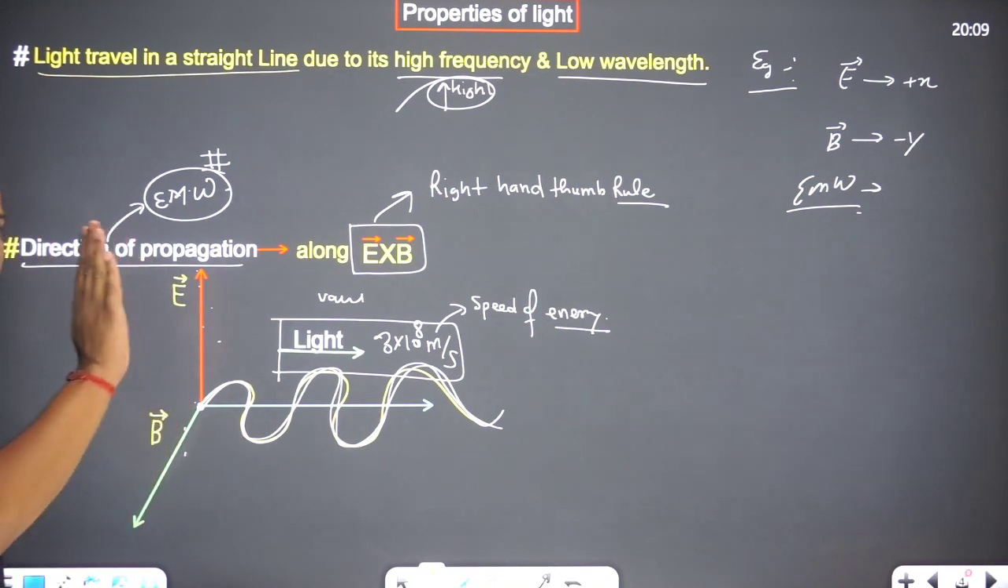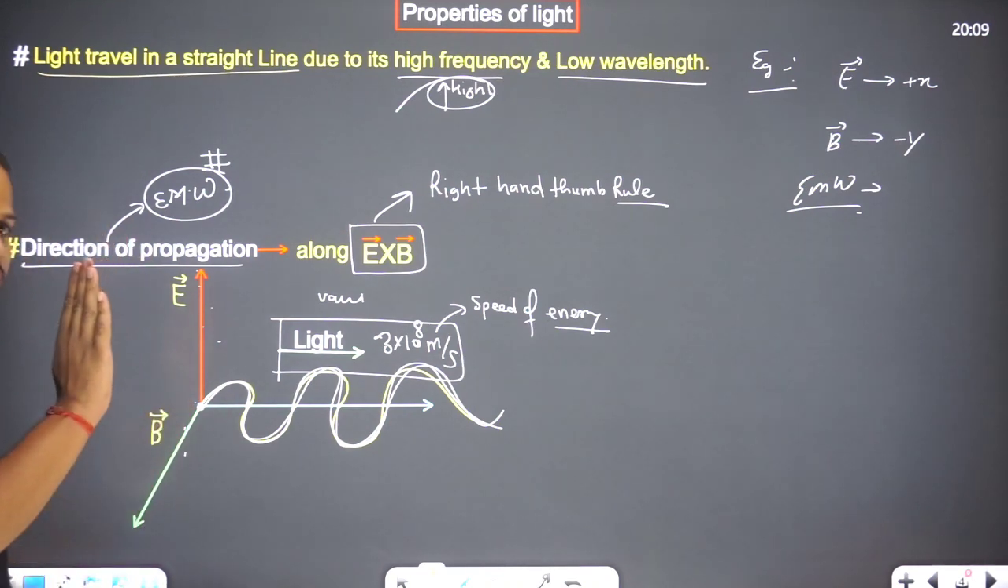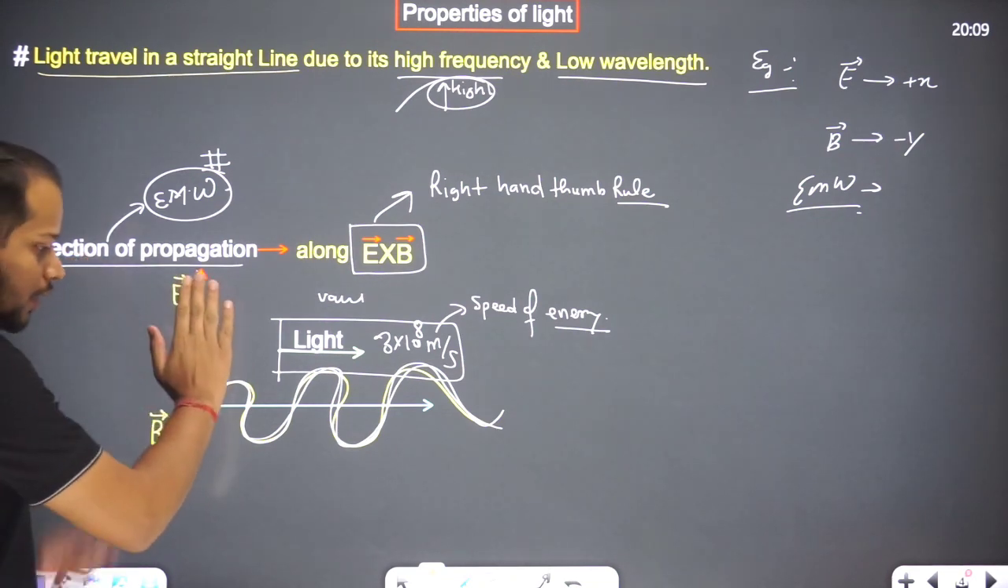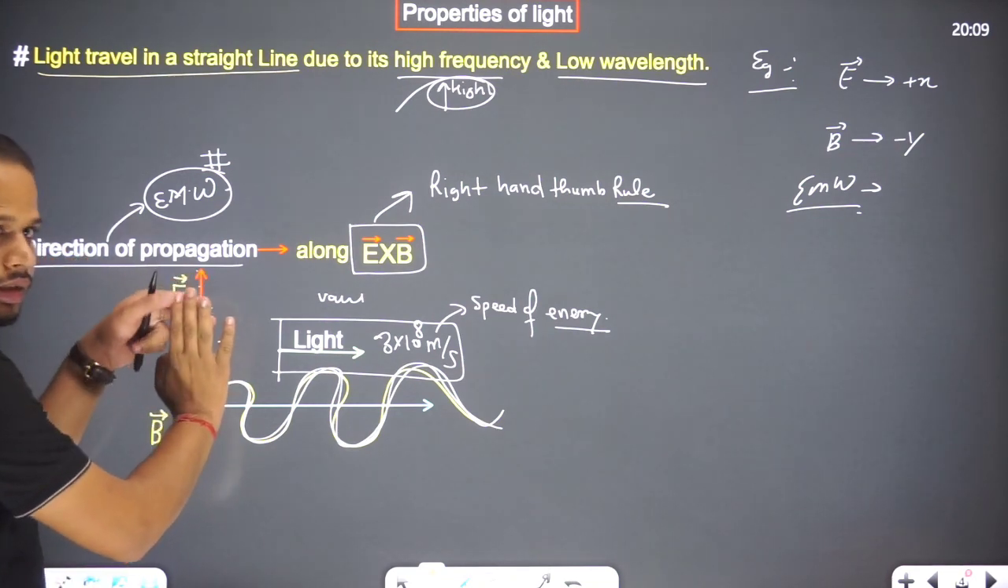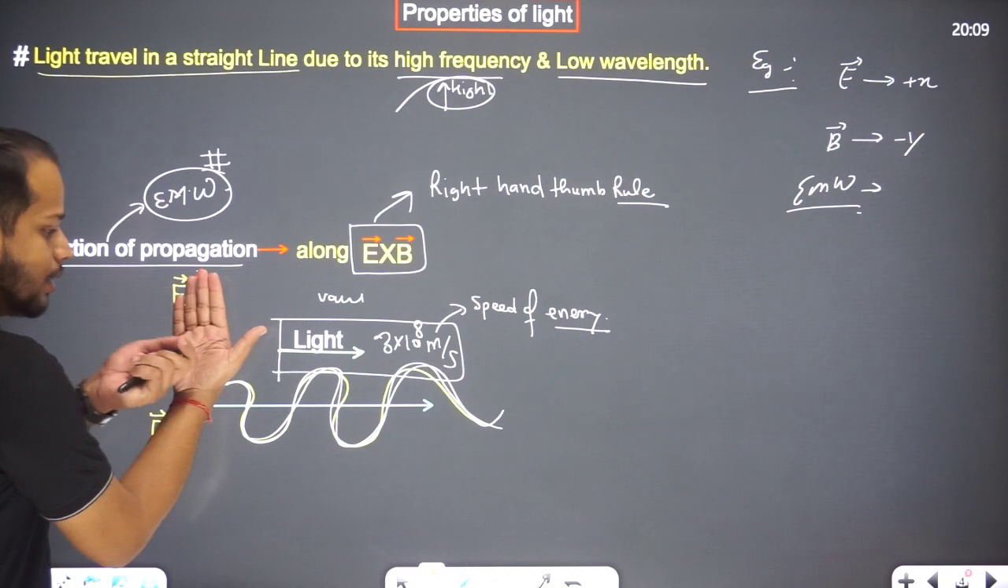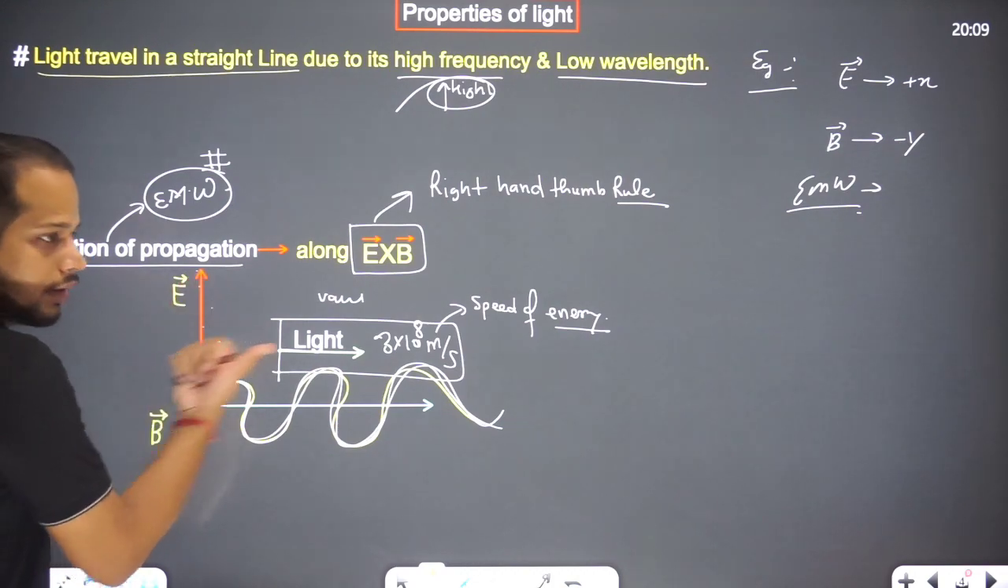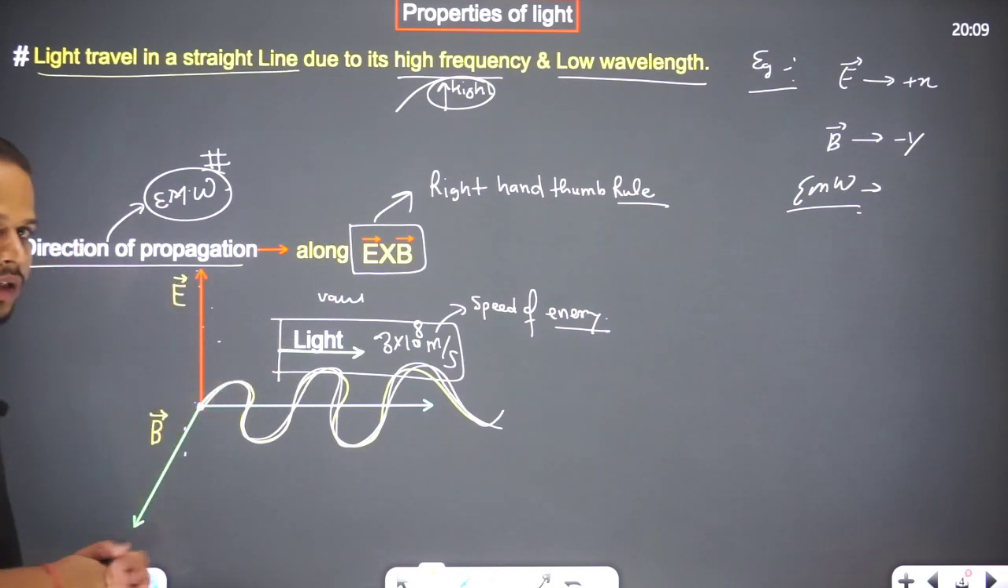E is in upward direction, this is right hand, and B is outward. So how will we take the cross? E, where is the B? Outward. So we cannot curl like this. So this is E and B is outward. So E cross B. This is the direction of electromagnetic wave, right?